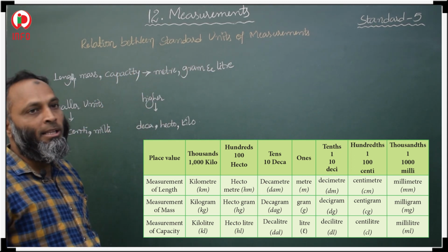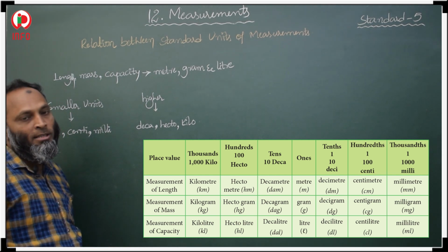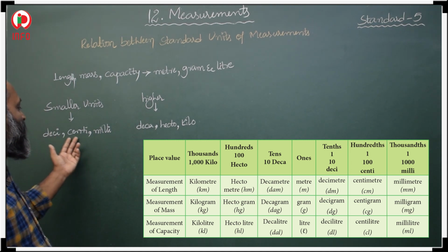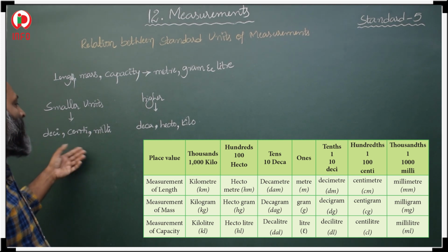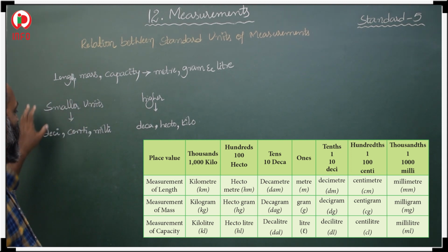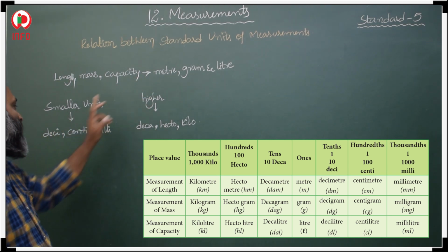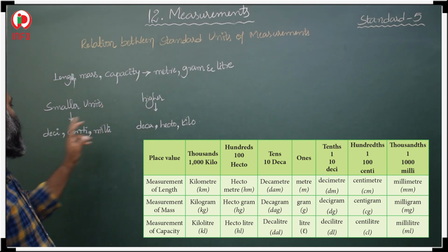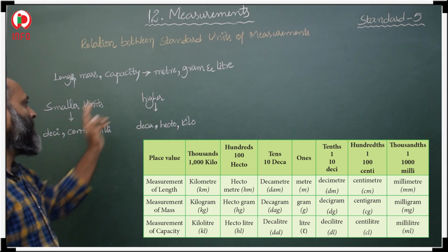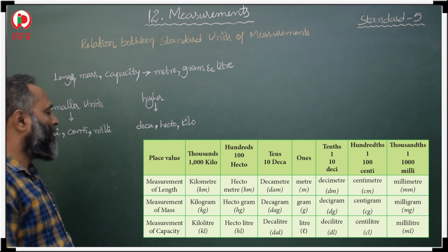Okay. Now what are the smaller units and what are the higher units? For smaller units we generally use the prefixes deci, centi, milli, meaning decimeter, centimeter, millimeter, decigram, centigram, milligram, deciliter, centiliter, milliliter.